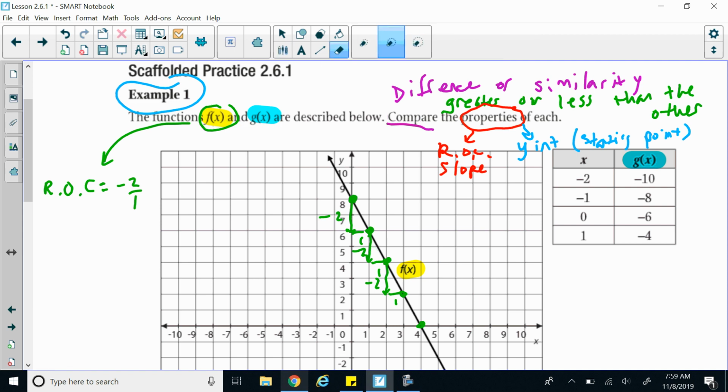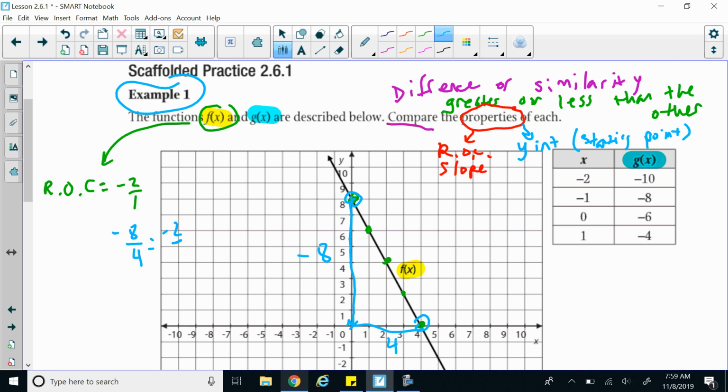Now, another thing you could do, let me erase this so we can get a better vision of what's going on here, is let's say you didn't choose these 2 points that are right next to each other. Let's say you want to find the rate of change between this point and this point. So from here down here, it would be down, excuse me, I think it's down 8, because this is 8. So down 8 over 4, and -8 over 4 equals -2 over 1.